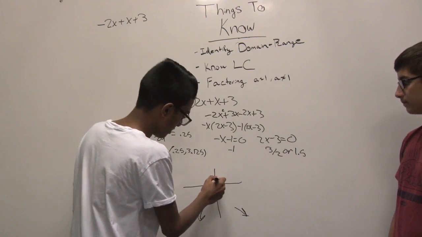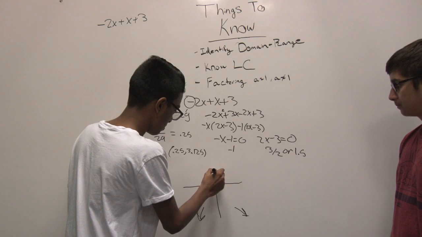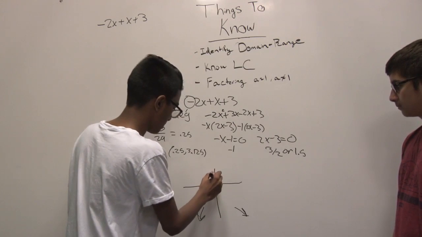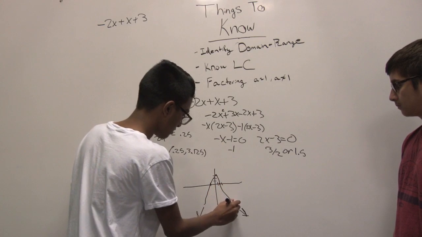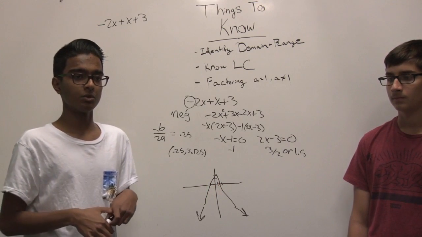And you can plot that about right there. All it takes now is just drawing the lines in. And you've graphed a quadratic function when a does not equal 1.